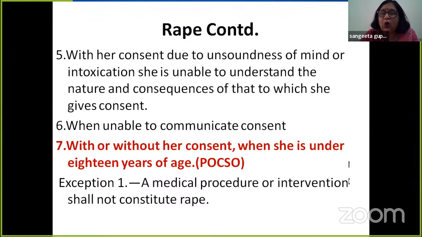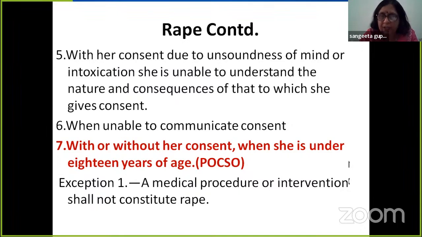So this is again, even if consent is there, this is wrong. With her consent due to unsoundness of mind or intoxication, she is unable to understand what is going on with her and she consents. Then when unable to communicate the consent. And 7, with or without consent. This is POCSO: with or without her consent when she is under the age of 18 years. So a very important line is, when anyone is under the age of 18 years, maybe a girl or a boy, married or unmarried, all this is accounted as sexual assault.